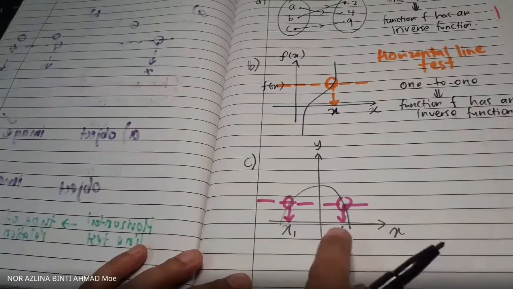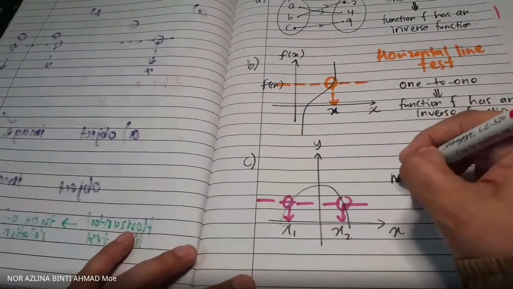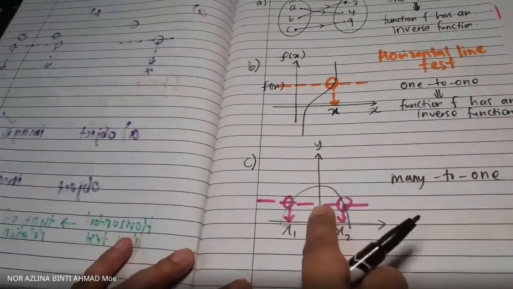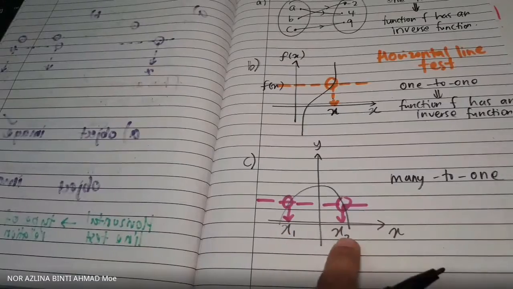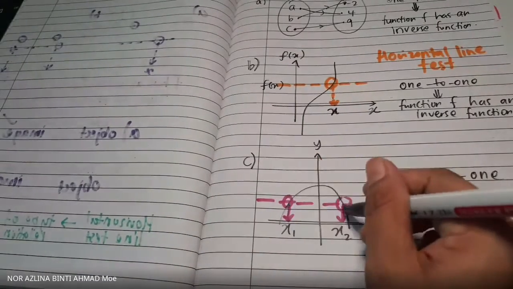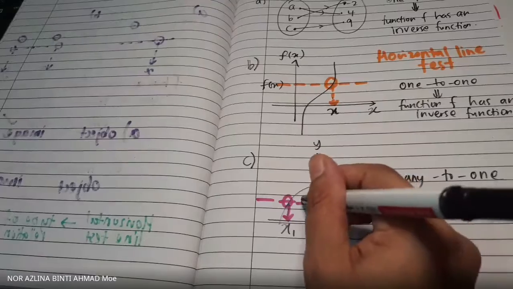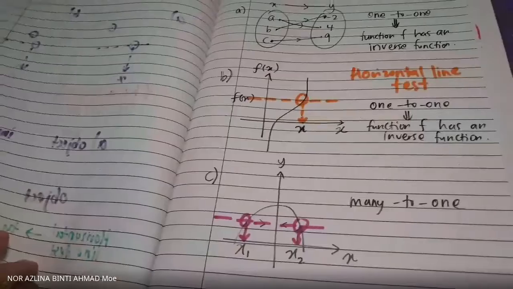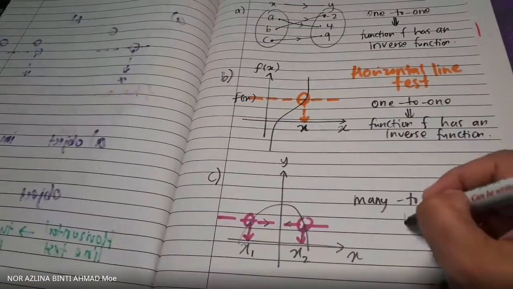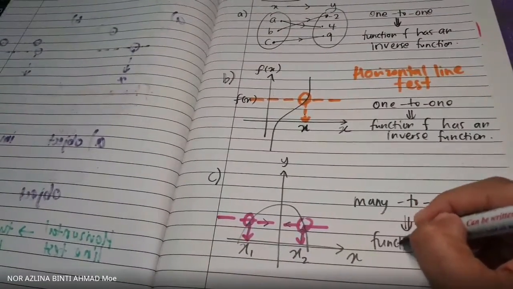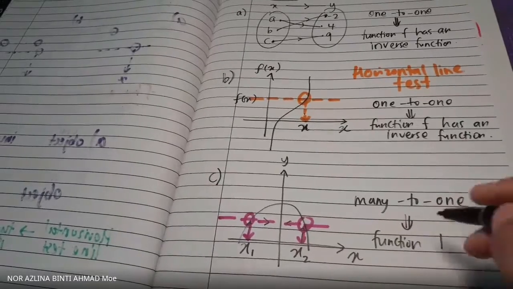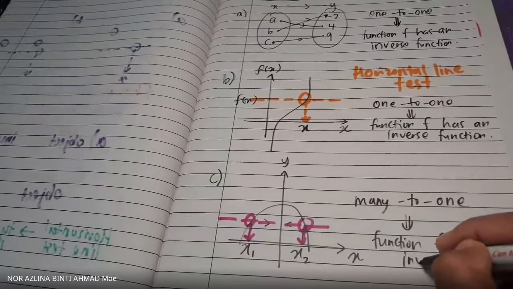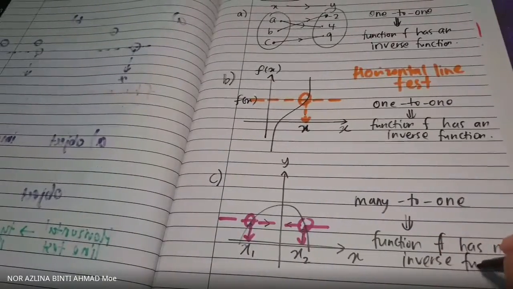So the type of relation is many object go to one image. Okay, many object go to one image. So the type of relation is many to one. So when many to one, function f has no inverse function.